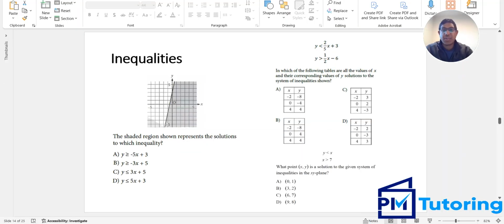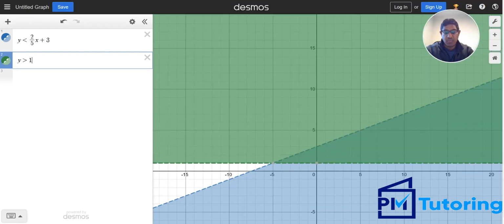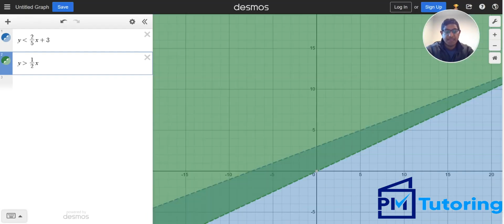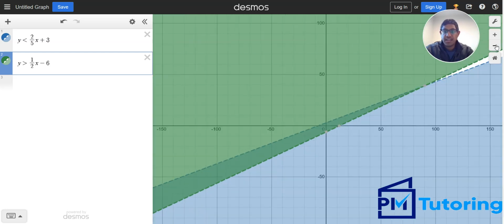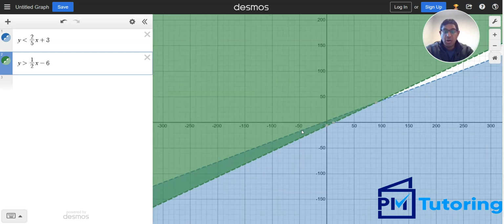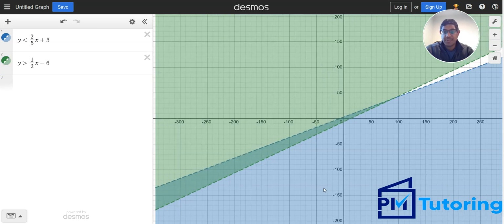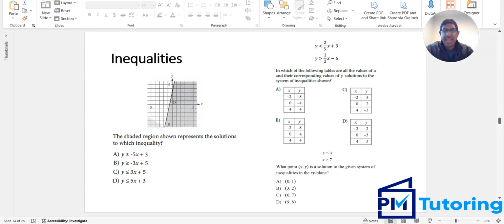Then we have y is greater than 1/2 x minus 6. So basically, anything that is in the region that is covered and shaded by both, right? It's this dark green region over here that is going to be within our solution set. Now we have these tables and we can just start throwing points in and seeing if they fall in the solution set. Both A and B have this point -2, -8.